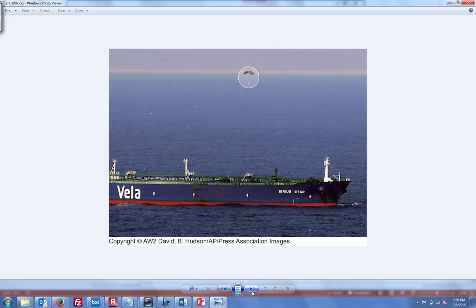Talked a little bit about energy security. And I think this is actually a ransom being dropped onto the deck of a boat after it was hijacked. A couple months or something.